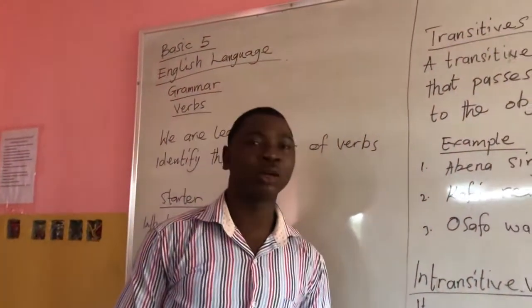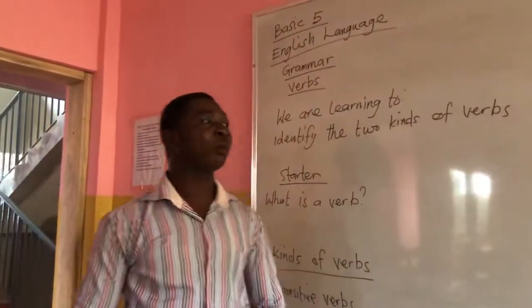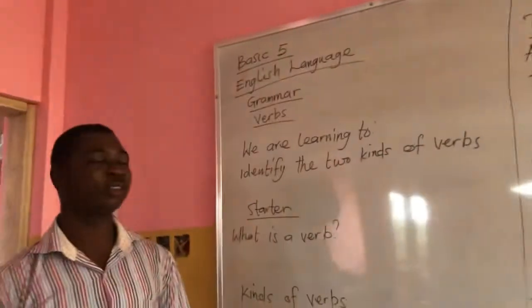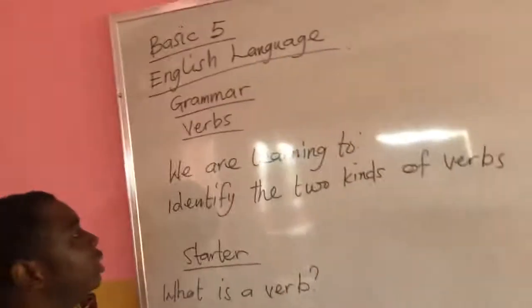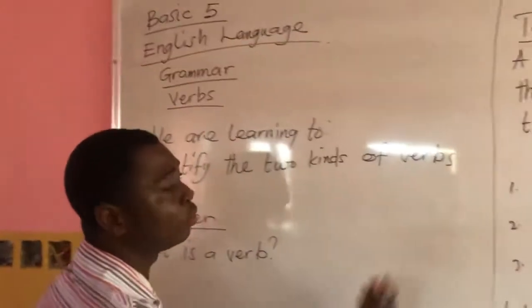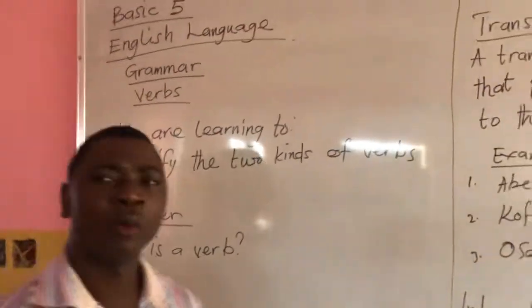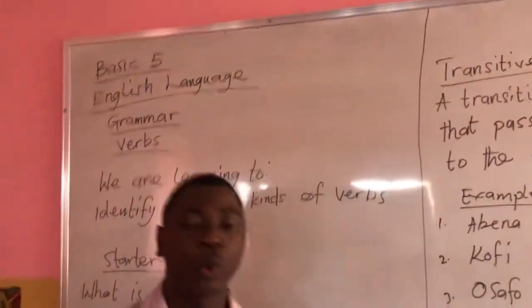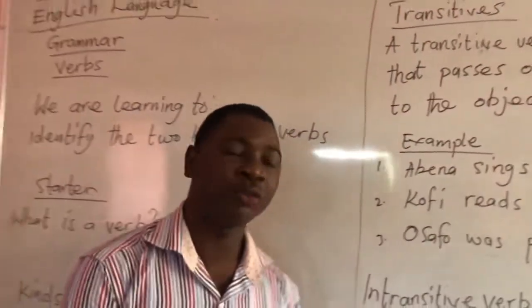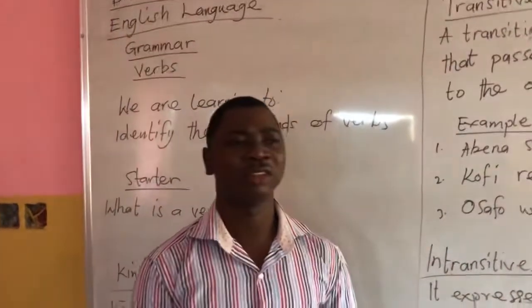This is on English language for Basic 5, and we will talk about verbs under grammar. What are we learning under verbs? We are learning to identify the two kinds of verbs. When we talk of verbs, we have main verbs and helping verbs.